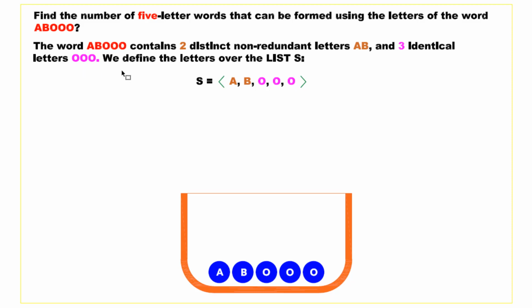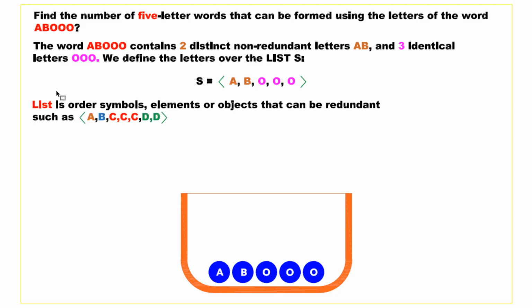So we define the letters over a list. And why do we define these letters over a list? The reason is the list can contain letters that are identical. A set cannot have such a characteristic. So here we define a list as ordered symbols, elements, or objects that can be redundant, such as this list here, which contains A, B, and 3 C's and 2 D's.